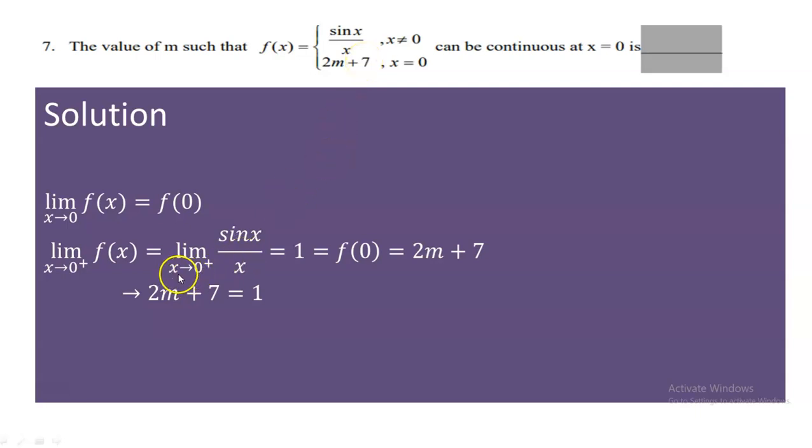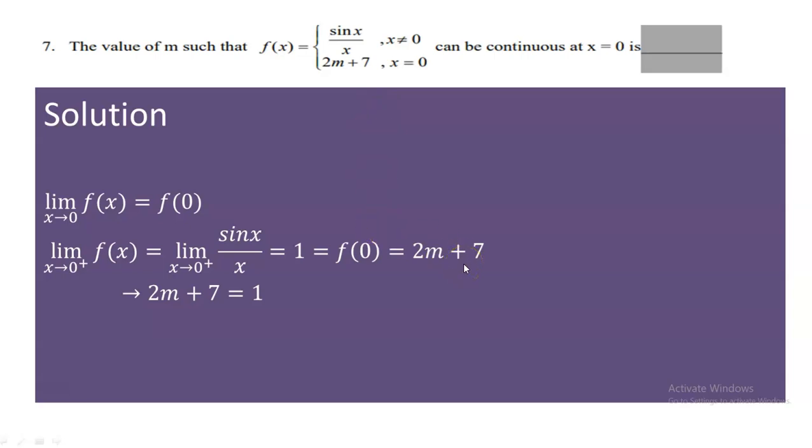Since x is approaching 0, it doesn't mean that x is 0. So the function is sin x over x. So sin x over x is going to come, and we knew that this is 1, so this result is number 1. But as I said here, this has to be the same as f at 0. But we knew that f at 0 is 2m plus 7.